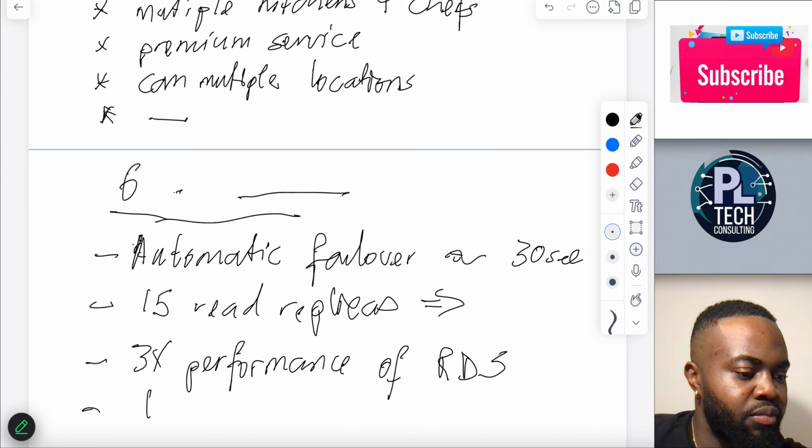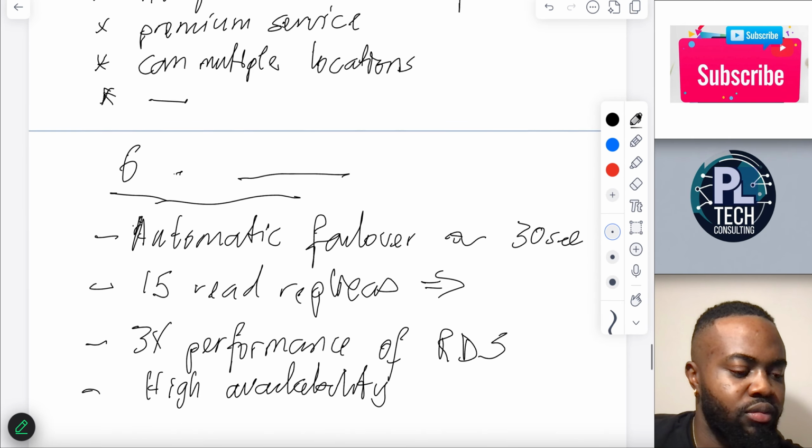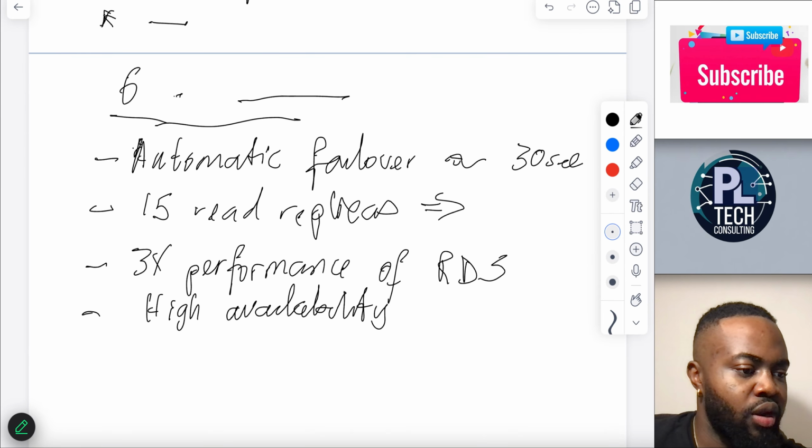It has high availability inbuilt already. Okay, it doesn't have to be configured, already inbuilt high availability. Like we mentioned with the 15 read replicas, it does handle a lot of read workloads.